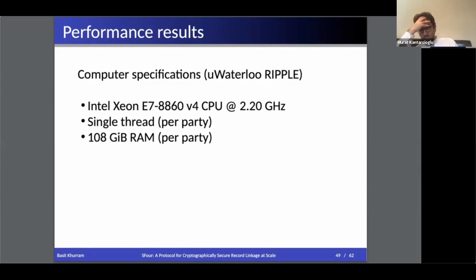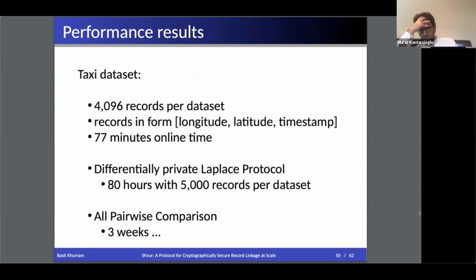We implemented the protocol to run performance experiments. We used Ripple, a supercomputer cluster at the University of Waterloo, and limited each party to a single CPU and 108 GB of RAM. Our performance experiments used public travel data from the New York City Taxi and Limousine Commission. We had 2 parties, and each had a data set of around 4,000 records. The overall online runtime of the protocol is 77 minutes. This may seem like a lot, but the solution that came closest to accomplishing accuracy, efficiency, and security goals took around 80 hours to complete running on similar data sets. So we achieved an improvement of around 1 to 2 orders of magnitude.